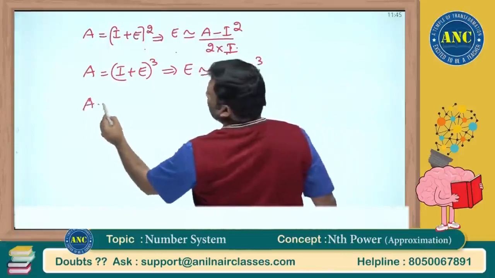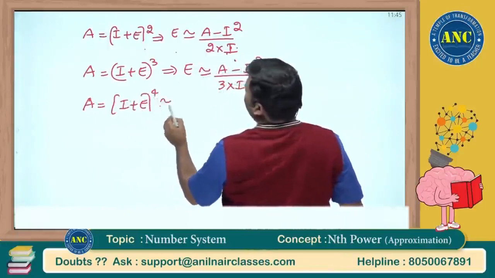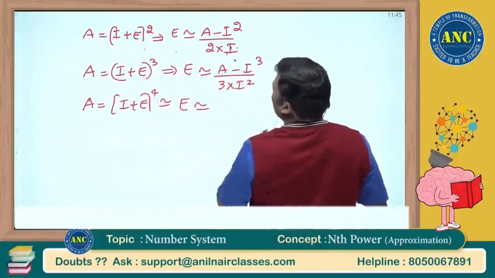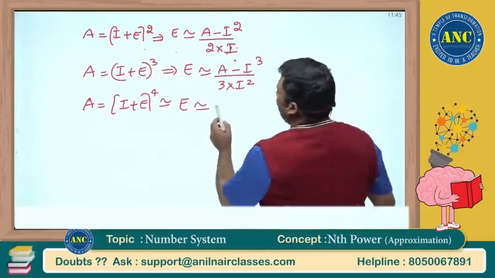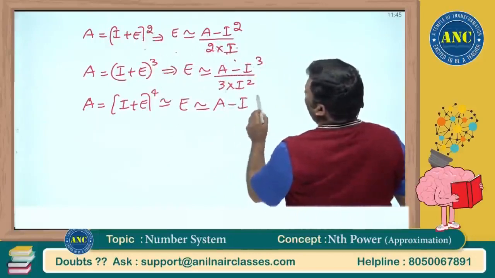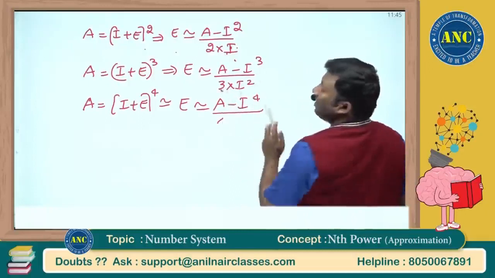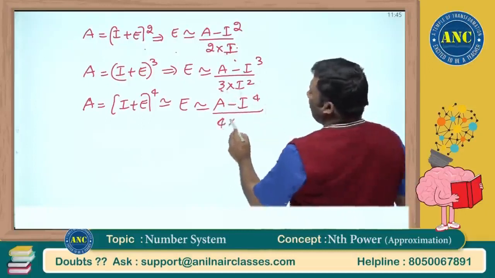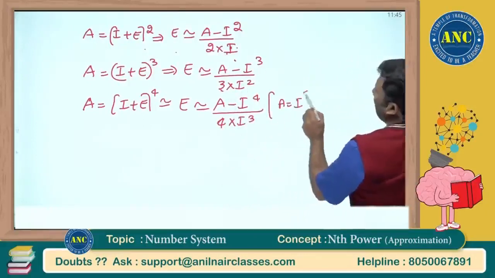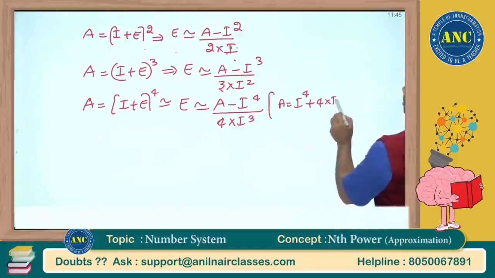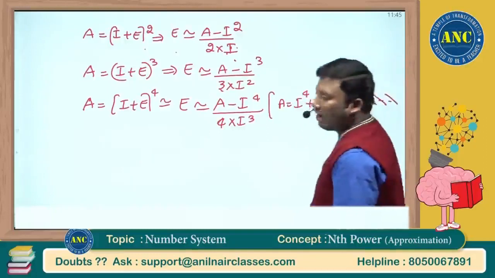How to find the approximate value for a non-perfect fourth power? If it is a square, I got I square. If it is a cube, I got I cube. If it is the fourth power, I power 4. The derivative of I power 4 is 4I cube, just as the derivative of I cube is 3I square. From where you get A is approximately I power 4 plus 4I cube E, and so on. These are all smaller values. I hope it is clear.